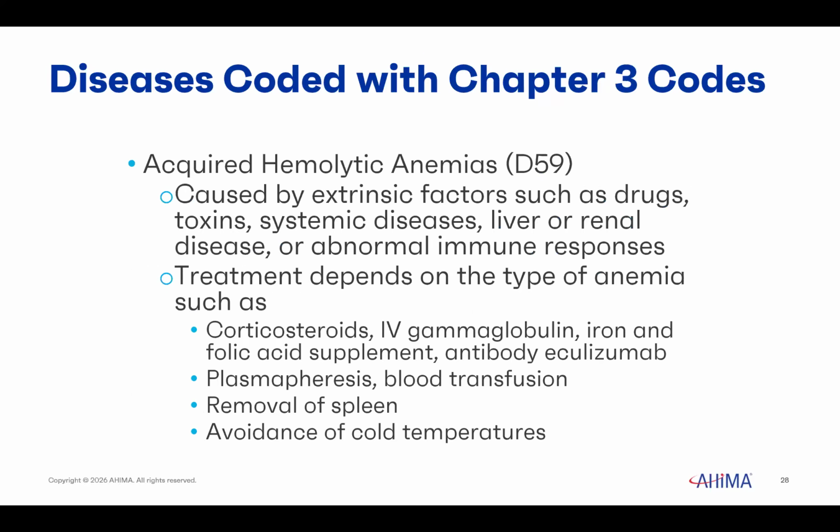Acquired hemolytic anemias that fall into code category D59 are caused by things like drugs, toxins, diseases, or immune disorders. Treatments can vary and they depend on the cause. They include such things as steroids, IV gamma globulin supplements, transfusion, spleen removal, or even avoiding cold temperatures.